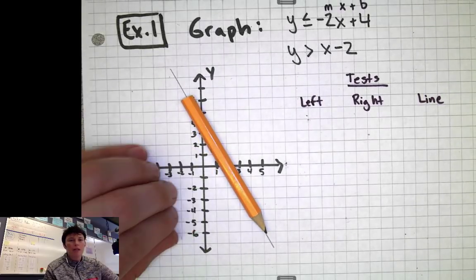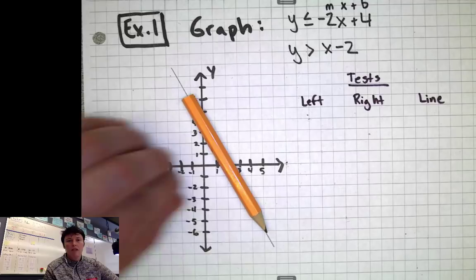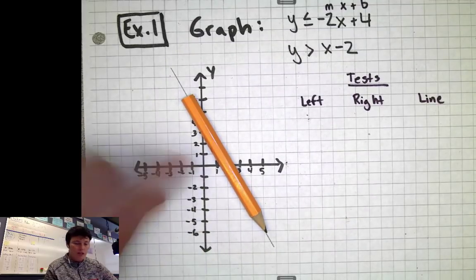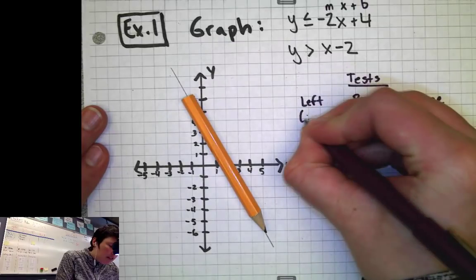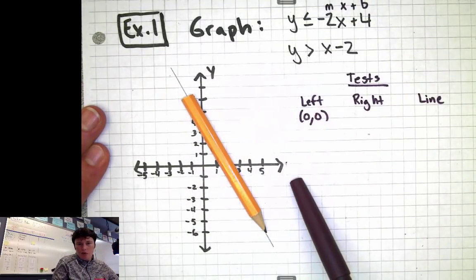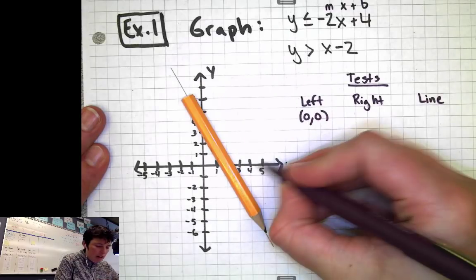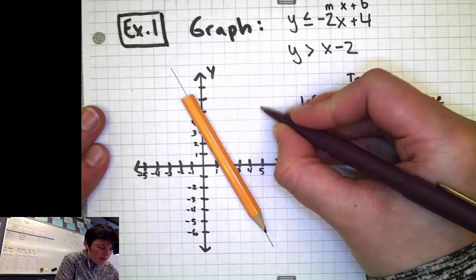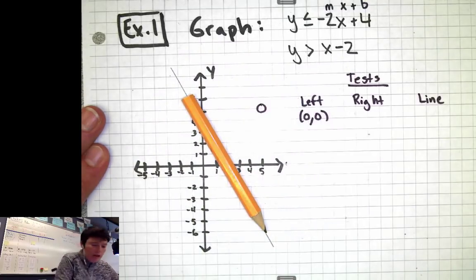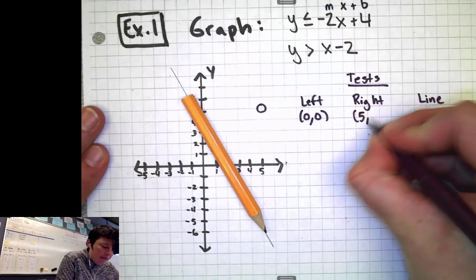So what point do I like? I mean, I could pick anything I want, but what's the really easy point that I like to choose? 0, 0. That's so simple. So I'm going to test 0, 0. And then I'm going to have to pick something on the right. Truly, it doesn't really matter. Maybe 5, 5 even. Sure, why not? That can be my right side, 5, 5.